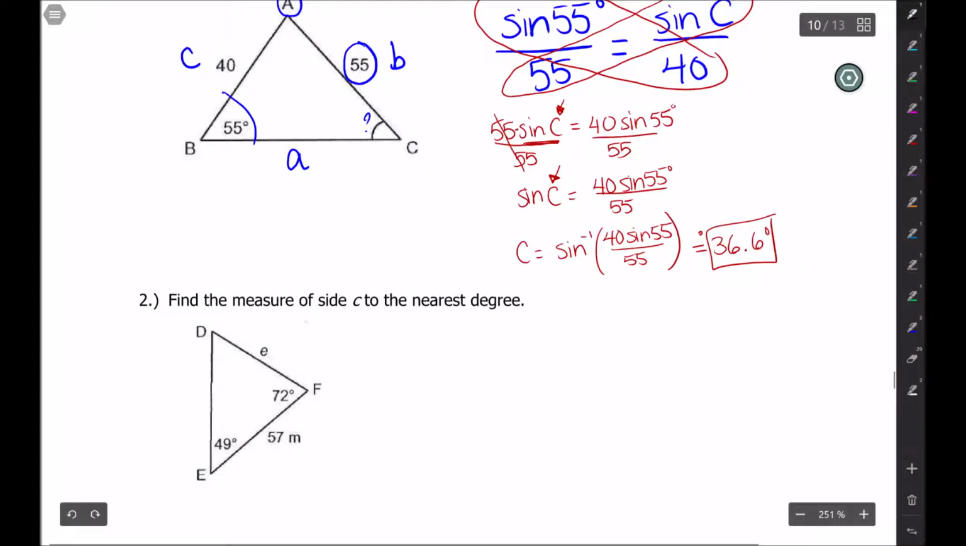There's a typo on your paper. It says find the measure of side C to the nearest degree. This should say find the measure of side E to the nearest degree, okay?